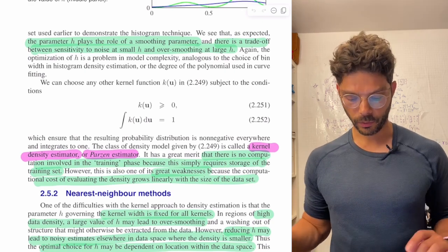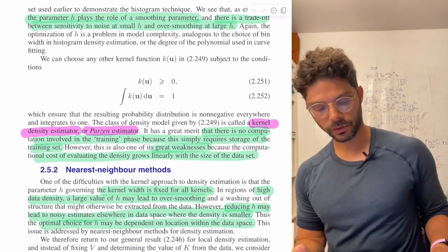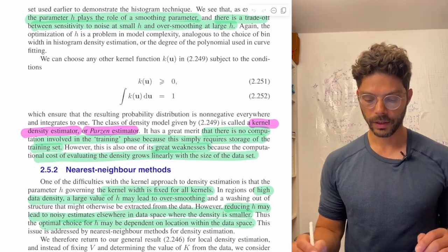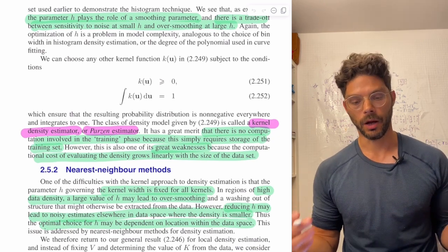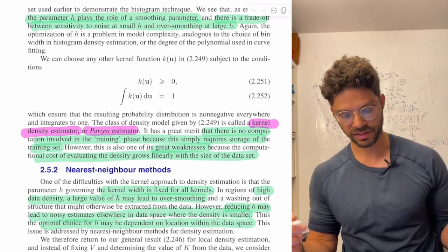Okay, folks, here we are with the very last section of Chapter 2, where we're going to be talking about nearest neighbor methods for estimating probability distributions in a non-parametric way. So let's see what that's about.